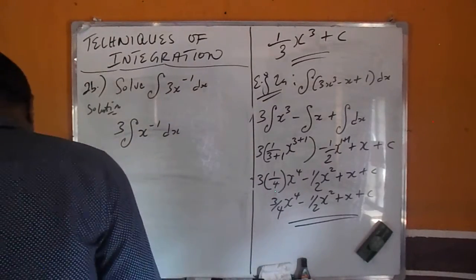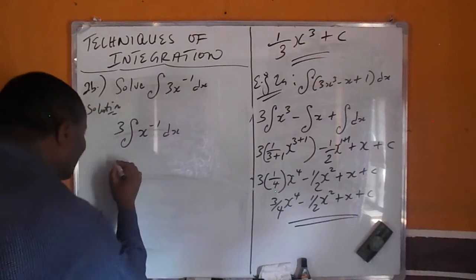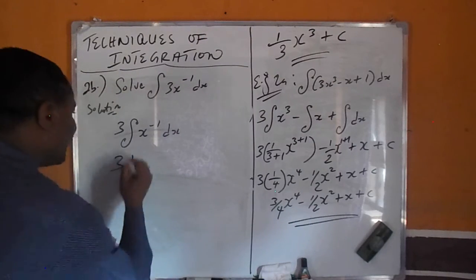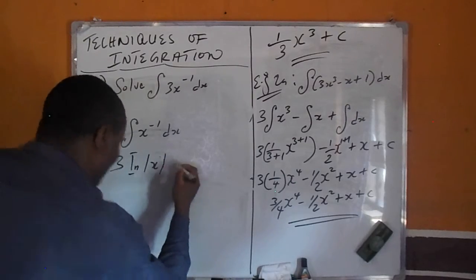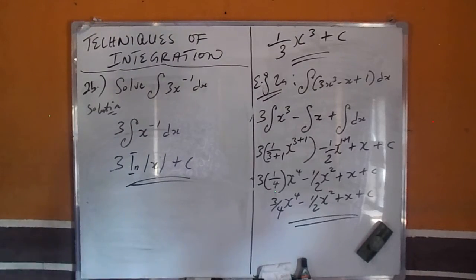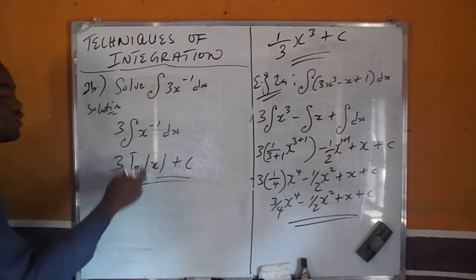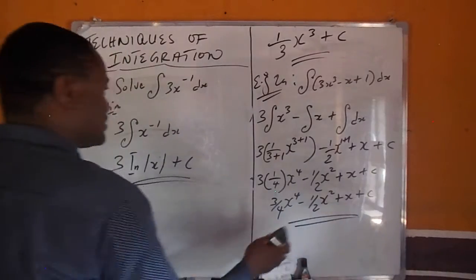Now, what do we do here? When we are solving this, this is 3. We now say 3 ln x, 3 ln x plus what? Plus c. The 3, x to the minus 1 will give us ln x plus c. That is the constant.